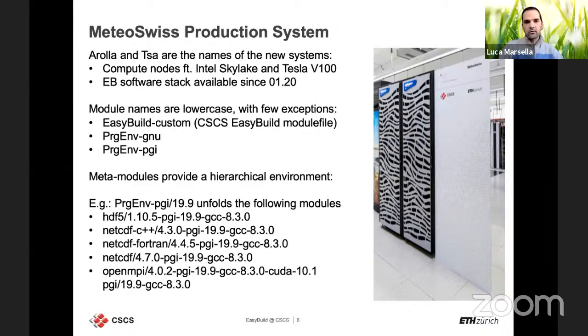The EasyBuild custom module file that we use at CSCS for a custom environment to build recipes. And then these two modules that are meta modules called PrgEnv-gnu and PrgEnv-pgi that emulate the modules that you find on a Cray environment. And they provide a modules environment in a hierarchical fashion. So only after loading one of these modules, then you unroll the underlying modules. This is done in a sort of emulation of Lmod, because this system does not feature Lmod, but the environment modules.